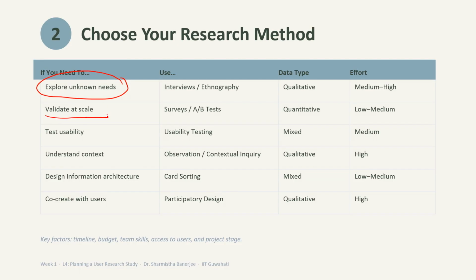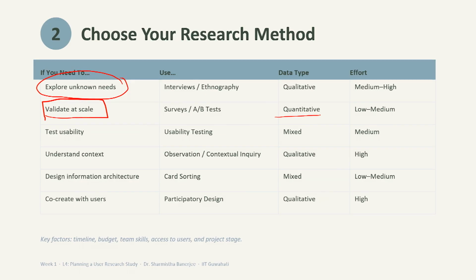Now I might also have a need that I want to validate at scale. So I might have done some kind of interview and I know that there are 5 different categories of users. I have categorized them on the basis of the reason why they abandon their cart. Now I want to see whether these 5 categories are equally valid when I look at all my users at scale, or whether there are 1 or 2 more dominant categories. So on the basis of my previous research, I can conduct some surveys or A/B testing.